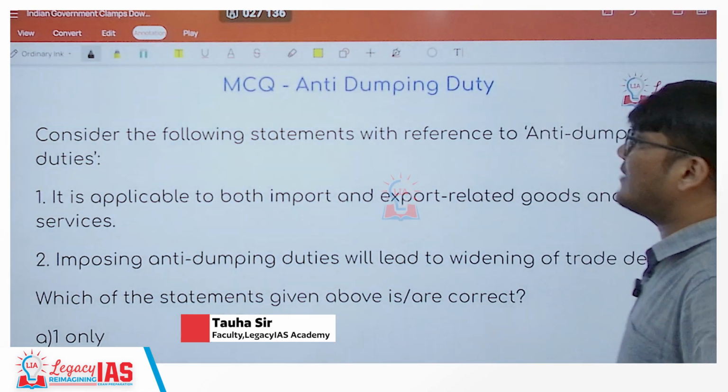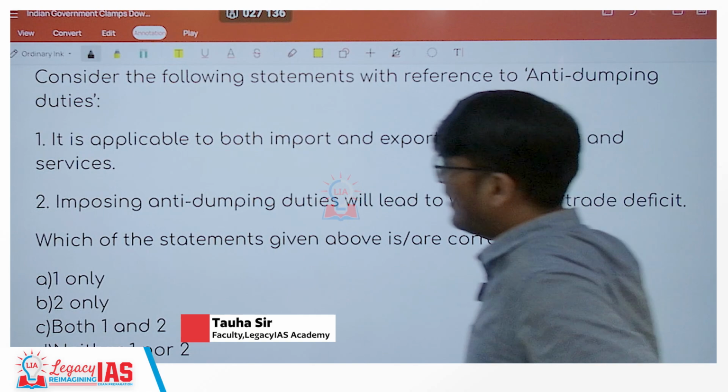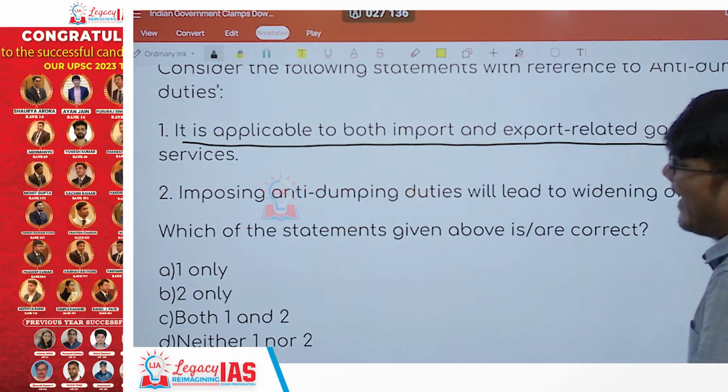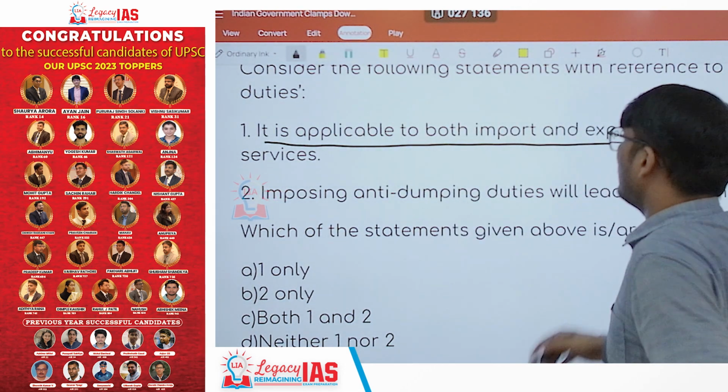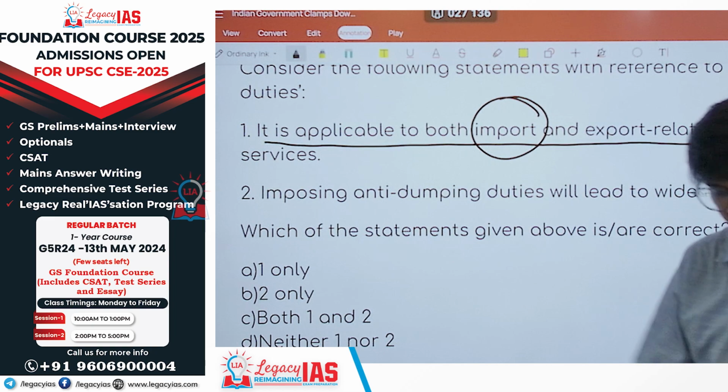The question states: consider the following statements with reference to anti-dumping duties. Statement 1 is, it is applicable to both import and export related goods and services. No, absolutely not. It's related to import and import only, not the export products.